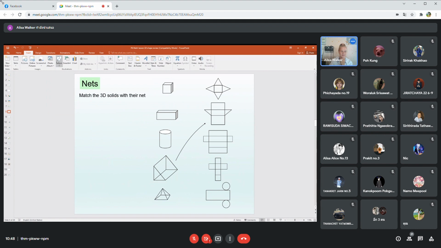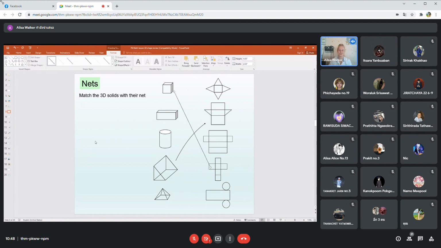Okay. So here we have our 3D shapes, and here are the nets. The first one is a cube. Do we think it goes to this one? No. This one? No. This one? Yes. Well done. Yes, you're right. Okay, next one.